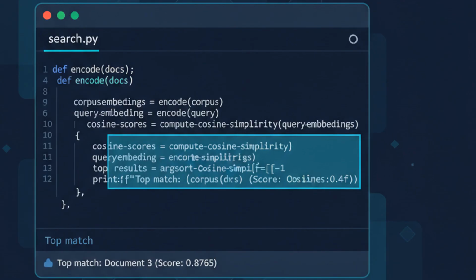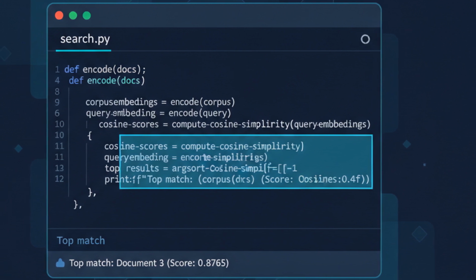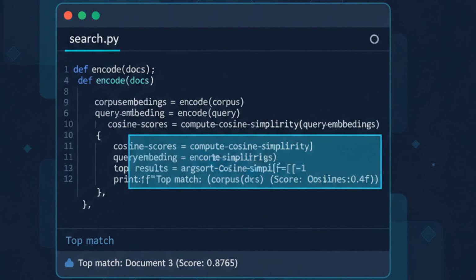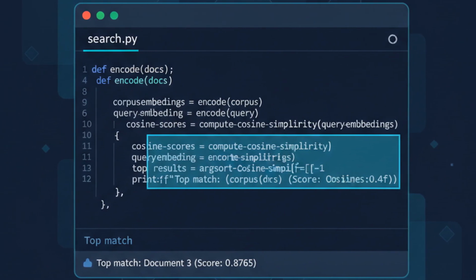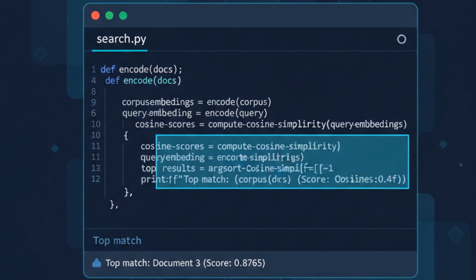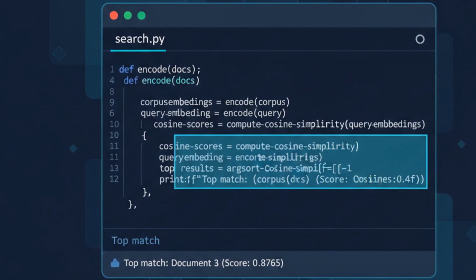Now let's build a tiny search ourselves. We embed a corpus, embed a query, score every document with cosine similarity, and sort. This brute force approach is exactly what FAISS or Pinecone do, except they use clever indexing to avoid comparing against every single vector. For a few thousand documents, plain NumPy is perfectly fine and great for learning.